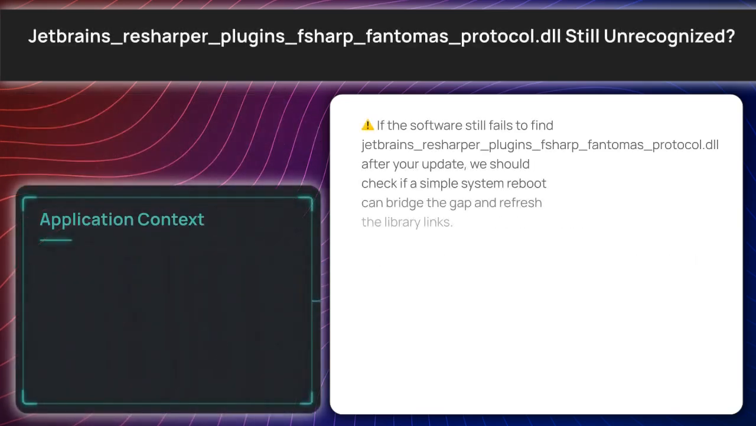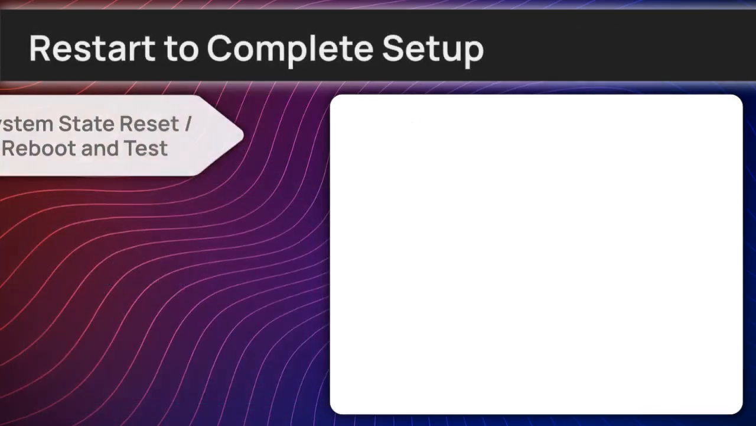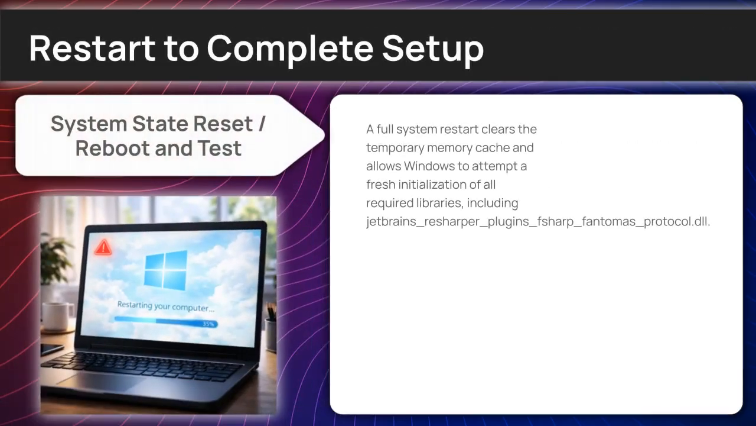When a standard software refresh isn't enough, we need to bypass the automated installers and look at manual system state resets. A full system restart clears the temporary memory cache and allows Windows to attempt a fresh initialization of all required libraries, including the JetBrains ReSharper plugins F# Fantomas protocol module.